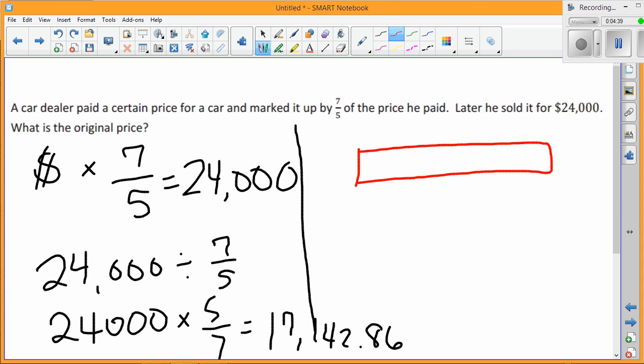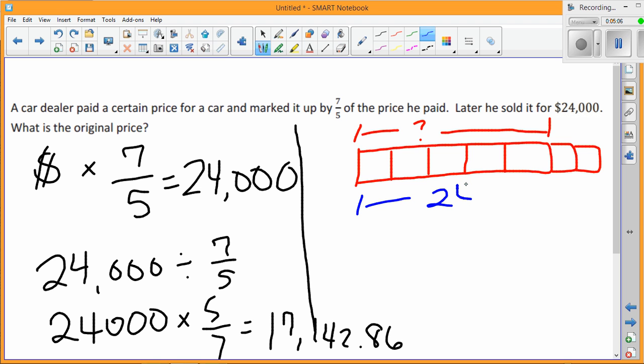All right. So he's marking it up by 7/5 of the price he paid. We don't know how much he paid. That's a mystery to us. But we know that he paid 5/5, the total price split into fifths, and then he marked it up by 2/5. And the price he sold it for was $24,000.